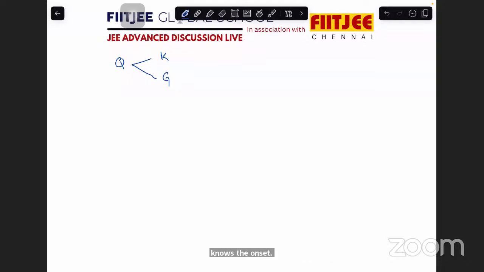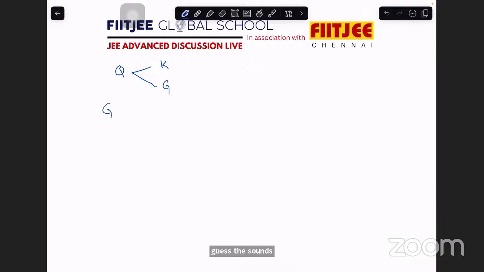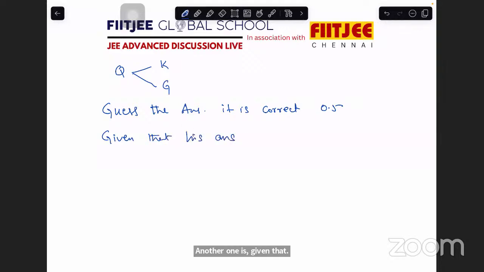So let me write the given information. He guesses the answer, and the probability that it is correct is 0.5. Another one is given that his answer is correct.